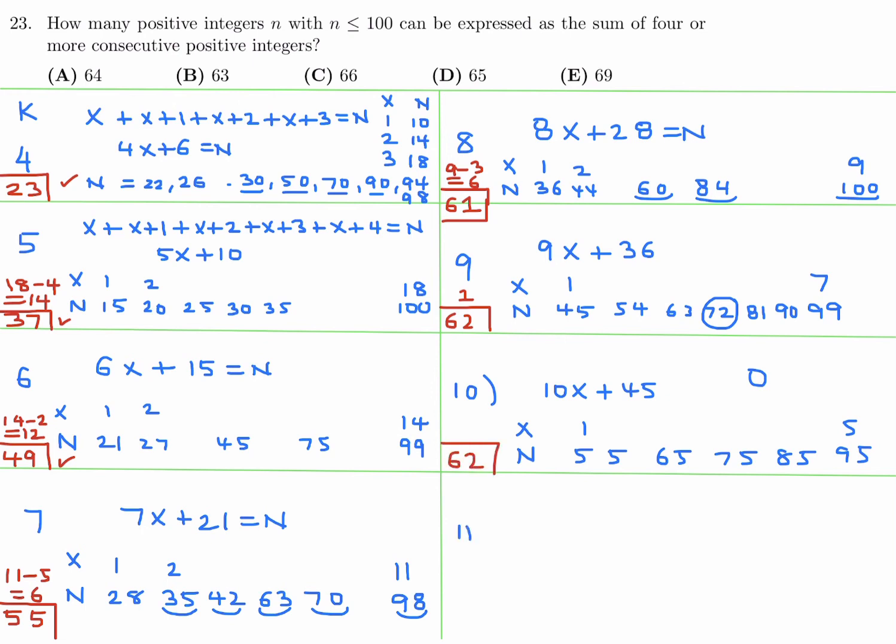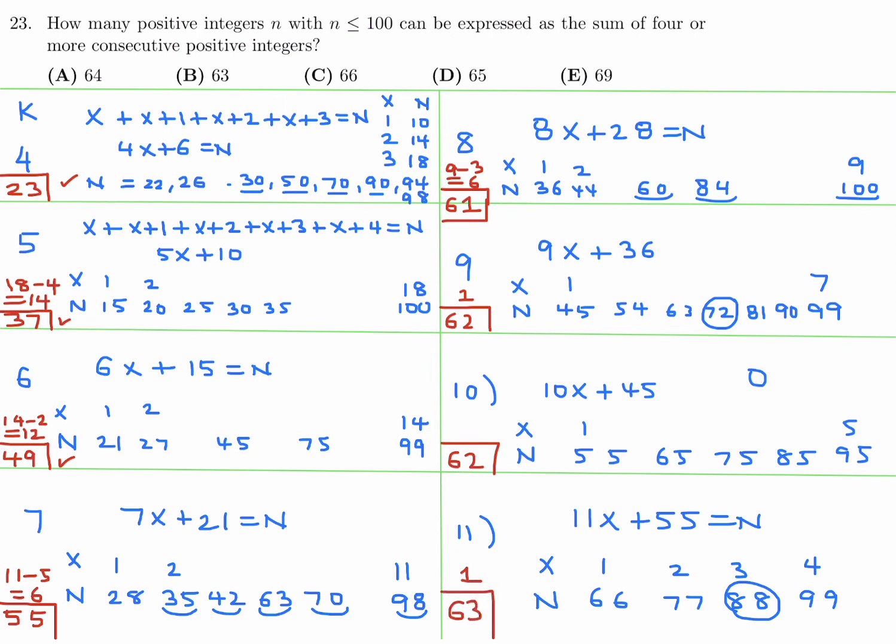Now we get up to 11, and for 11, the number is 11x plus 55, which is equal to n. And when you make our list here, we get 66, 77, 88, and 99 for x equal to 1, 2, 3, 4. And of these, the only unique one is 88. All the others have appeared before. So now we have 1 unique one. We add it to the 62, and we get to 63.